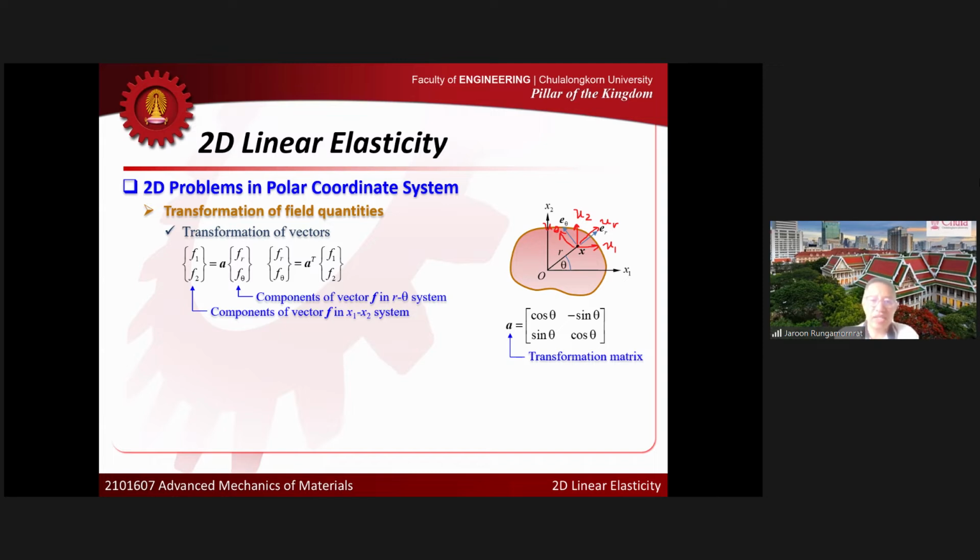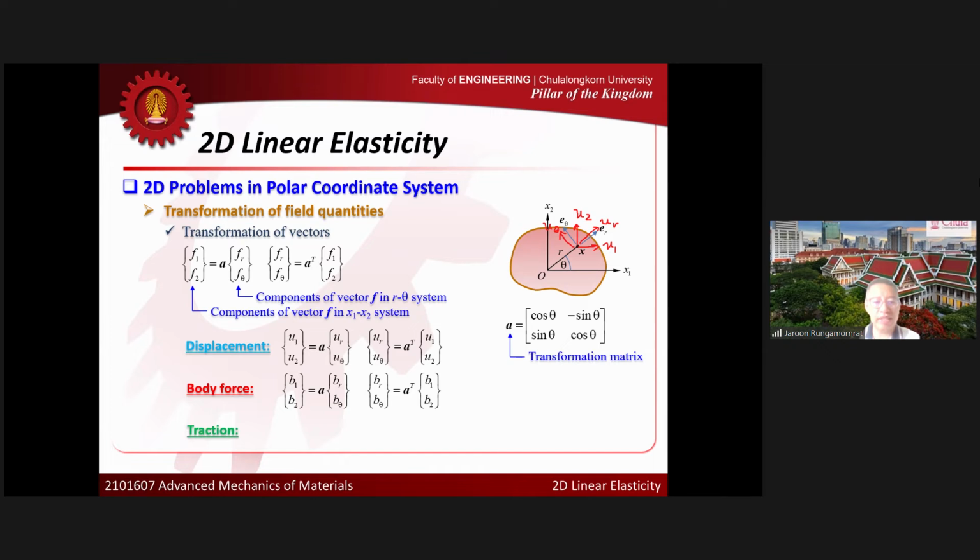So this transformation applies to any vector in 2D. If you talk about displacement, it is a vector, right? So I can transform the displacement like this from one system to the other system. I can change U1, U2 to U_r and U_theta, and at the same time, I can change U_r, U_theta back to U1, U2 using this coordinate transformation rule. Body force, I can do exactly the same way. Traction, I can do exactly the same way.